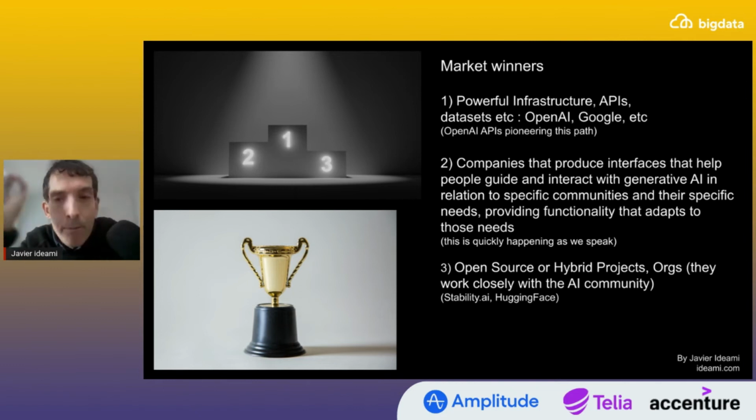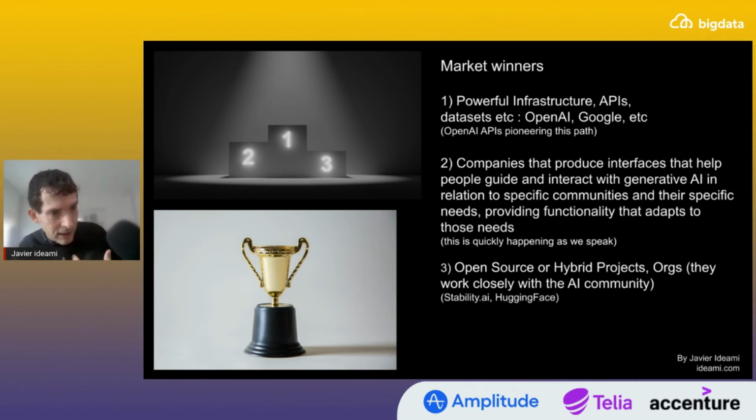Now, who are going to be the market winners of this revolution? First of all, the companies that provide powerful infrastructure, APIs, datasets, etc., like OpenAI, Google, etc., these are going to be winners. Second, until now we've had very generic platforms like Geniverse, for example, but now the winners are going to be, with the amount of people that are coming onto stage, the companies that produce interfaces that help people guide and interact with generative AI in relation to specific communities and their specific needs, providing functionality that adapts to those needs. And this is already quickly happening as we speak.